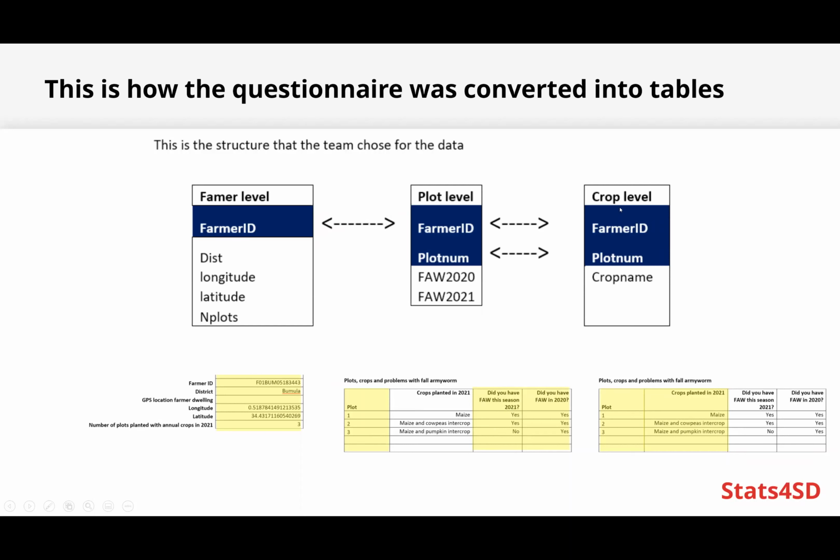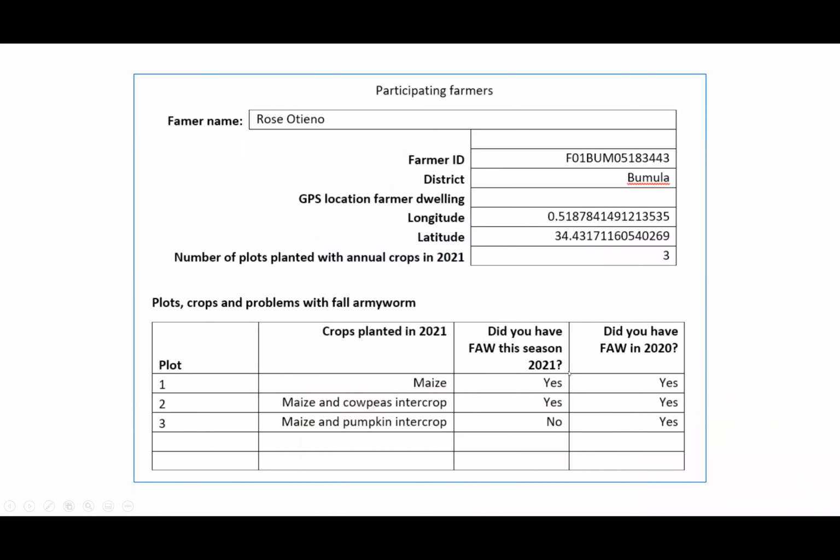Then they decided that at crop level, they were going to put the farmer and the plot and the crop that they had in that year, in 2021, in that plot. And in order to bring that data together, they have 2 key variables, farmer ID and plot number. And you decide how you're going to organize your data. So these are the decisions that they made. Let me move on a little and take the form again and ask you a question.